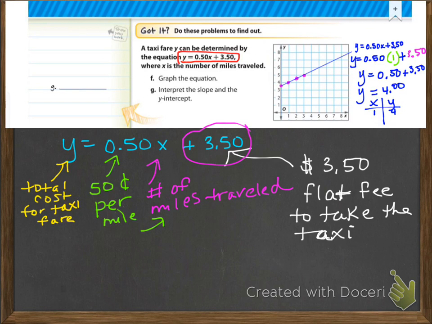And now the last part is really going to be to interpret, which we've basically already done. As you can see, the slope represents the 50-cent cost per mile, and the y-intercept represents the $3.50 flat fee. So hopefully that helped you out, and good luck and be wonderful.